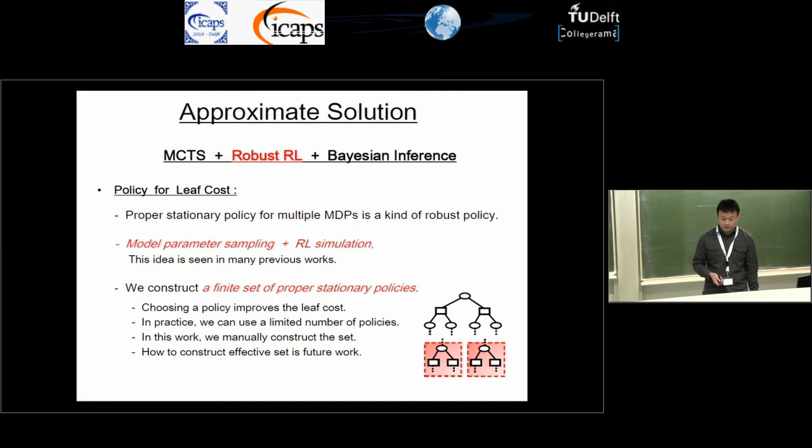And we construct a finite set of proper stationary policies. Choosing a policy improves the leaf cost, as mentioned before. In practice, we can only use a limited number of policies. In this work, we manually construct a set, but how to construct an effective set is future work.